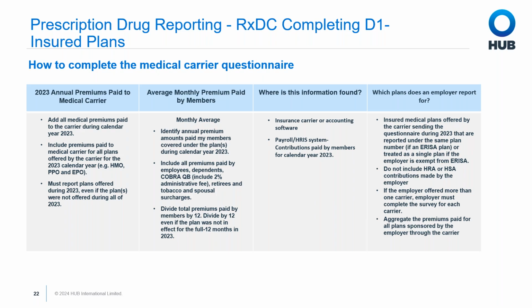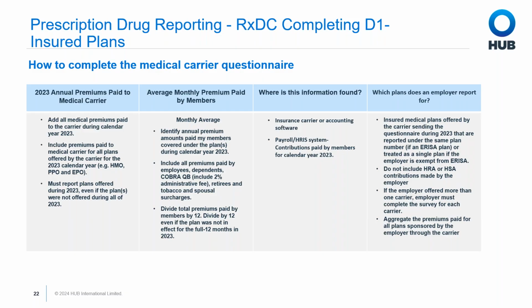Now, if you receive a questionnaire for your insured medical plan, they will ask you to provide the average monthly premium paid by members, as well as the average monthly premium paid by the employer. Please note that the member is defined as a belly button. As I noted earlier, that includes active employees and their dependents, and COBRA qualified beneficiaries, including their 2% administrative fee, when we're looking at premiums paid by members. And if you have retirees, the retirees that are covered under your group health plan, in addition to any severed employees enrolled in a severance medical program.